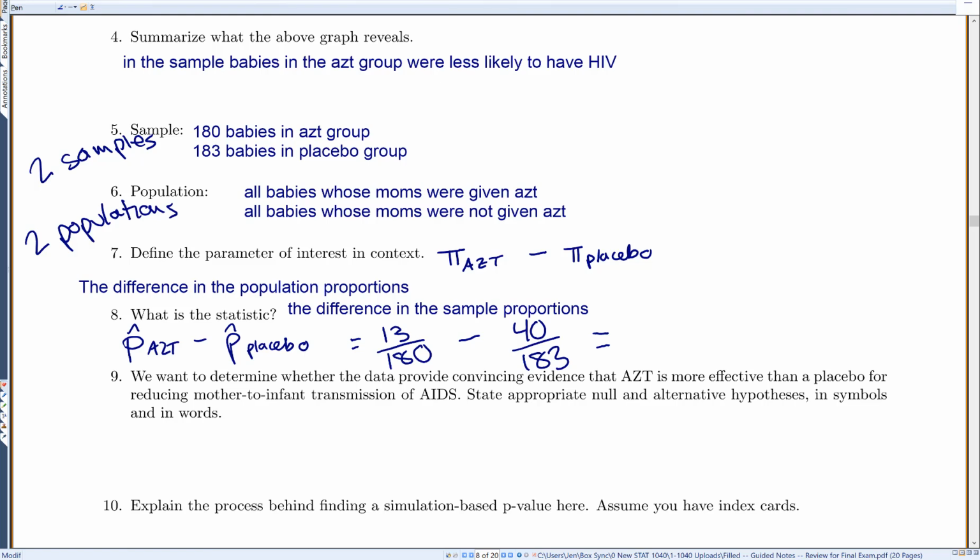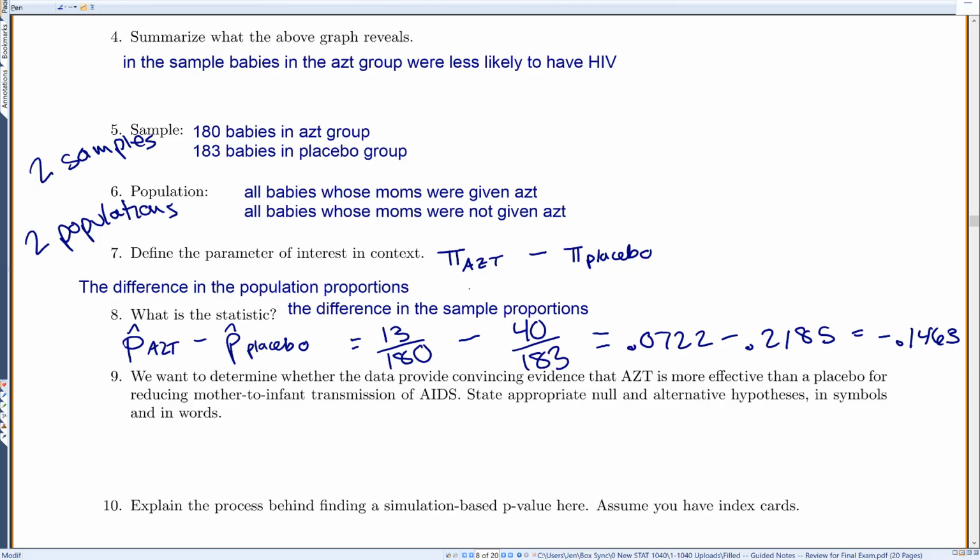So 13 divided by 180 is 0.0722. And then 40 divided by 183 is 0.2185. Let's subtract those. So we get negative 0.1460. So when we're comparing two proportions, what we're always looking at is the difference in those proportions.